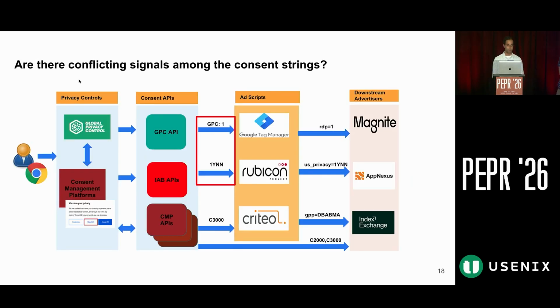Next thing we investigated: even if the ad scripts are reading these consent APIs on the web, do they get the same signal? For example, if they call the GPC API or IAB APIs, and a user has opted out, do they communicate the similar consent choices or not?